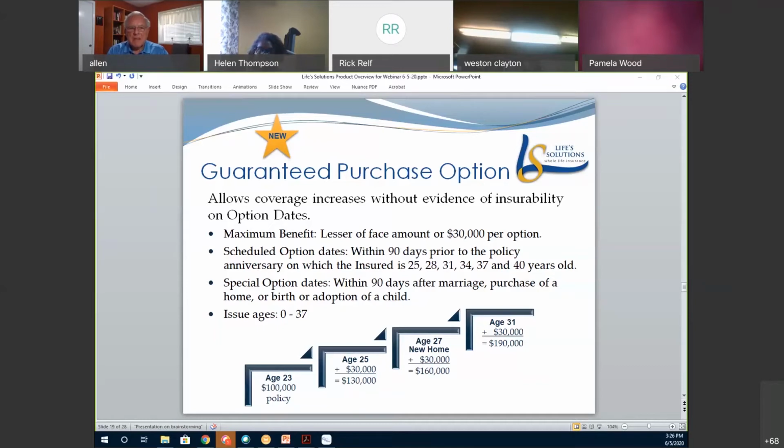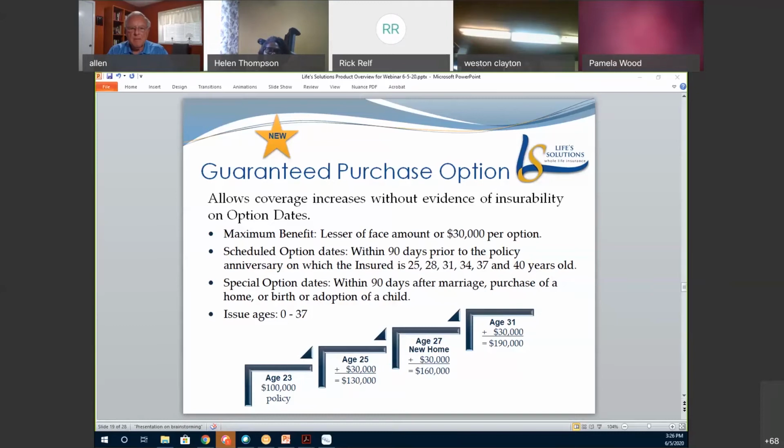Now, if they take advantage of one of those special option days, then the next chronological option would be gone. Like in this case below, you see 27, they bought a home. If they hadn't bought the home at 27, they would have been offered the opportunity at 28. That one at 28 is canceled out.